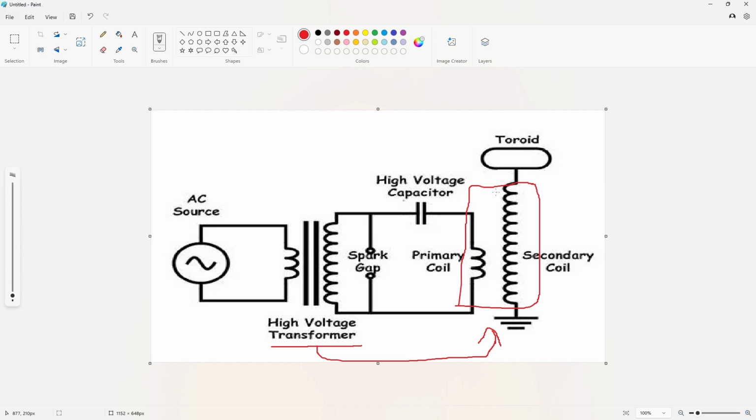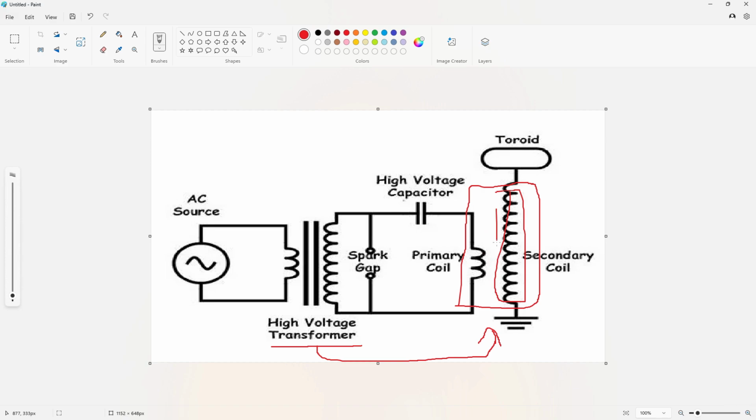The Tesla coil really is just this. The Tesla coil is this and the toroid on top. This whole assembly here is the Tesla coil. But why is this called an air core and this is called a regular transformer? A regular transformer uses iron. This is called an air core transformer because there's nothing in between.